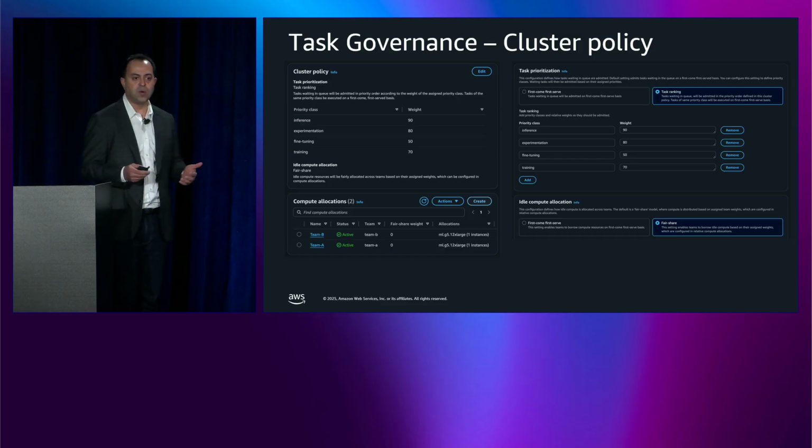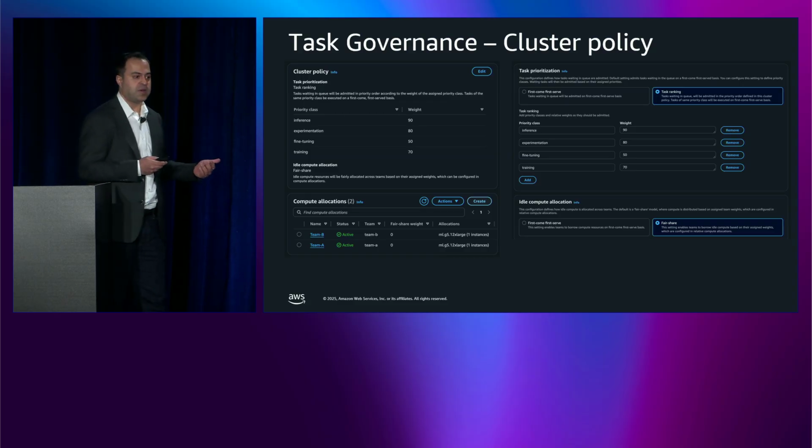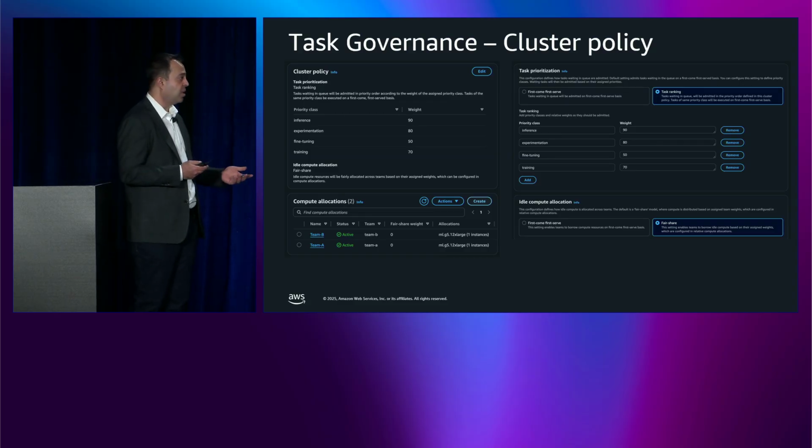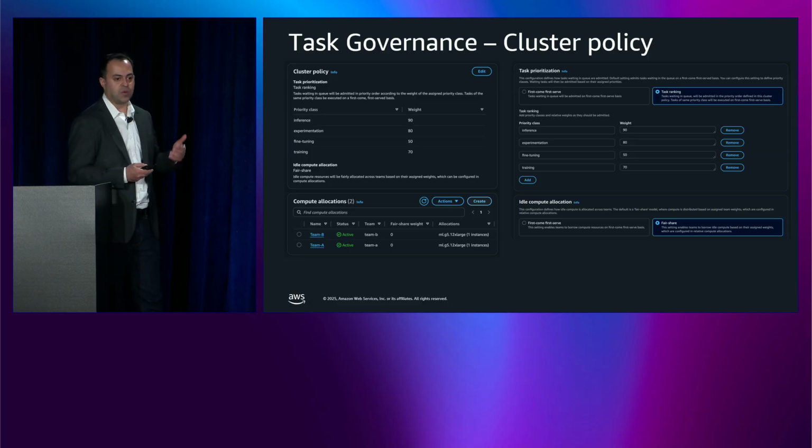Whenever there is free compute capacity available within the cluster, you can control whether it's distributed to different teams or projects or jobs on a first-come, first-served basis, or using a fair share way, which uses the weights that you define for different tasks to allocate capacity.